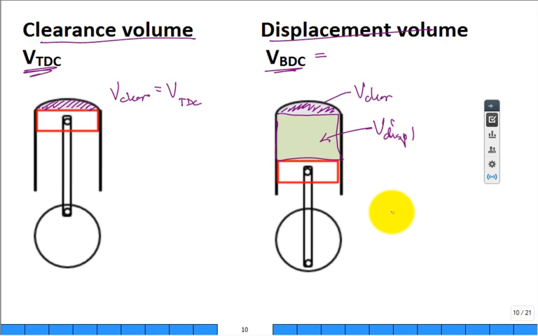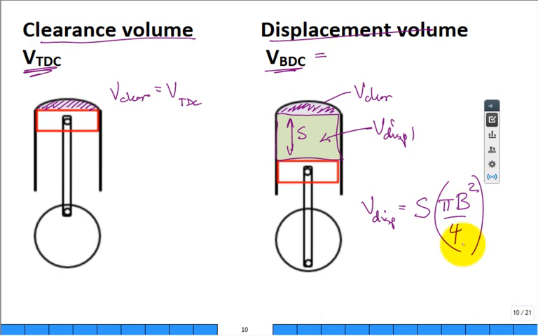All right. So what's the relationship between the displacement volume and the bore and the stroke? Well, it would be the stroke, this distance, S, times pi bore squared over 4. It's the surface area of the face of the piston times the stroke. That gives me the displacement volume. Now, if I add the displacement volume and the clearance volume, I get the total volume at bottom dead center. All right.